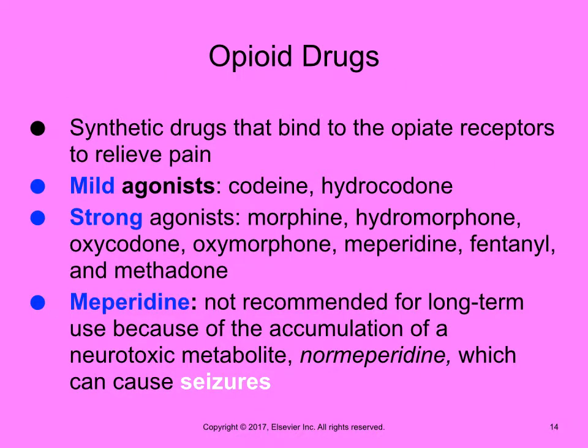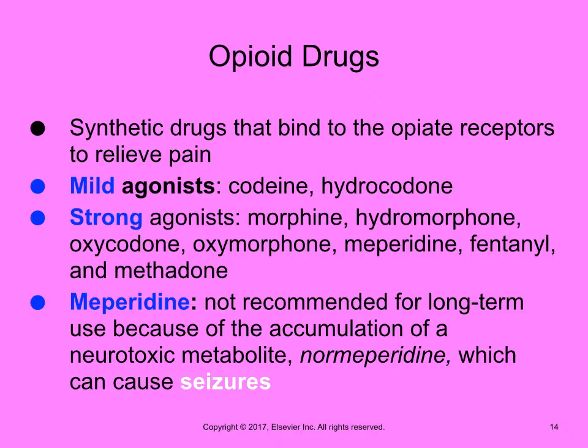Opioid drugs, you can see, treat moderate to severe pain. An example of agonists, a mild one is codeine, hydrocodone. Strong ones are morphine and hydromorphone. Oxycodone, which we use, and fentanyl, is very strong. Methadone.